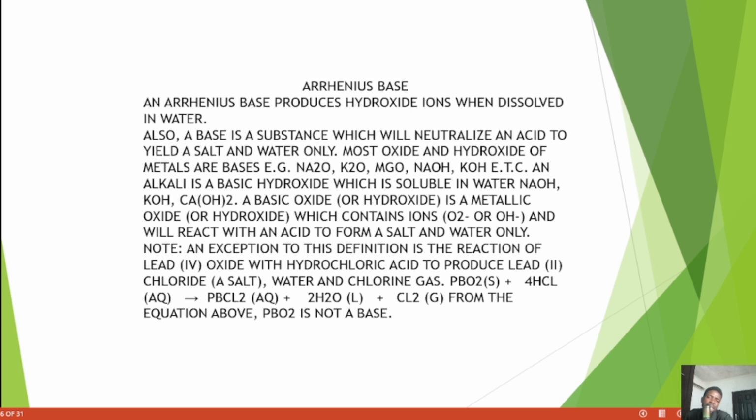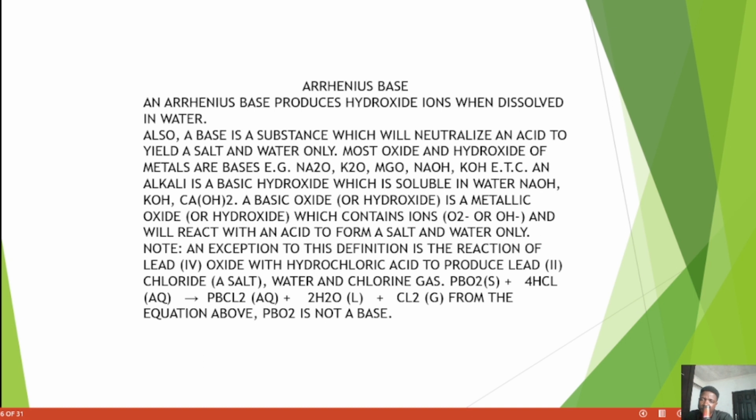Okay, what then does he describe a base as? An Arrhenius base is described as any substance that produces a hydroxide ion when dissolved in water. Also, a base is simply defined as any substance that will neutralize an acid to yield a salt and water as the only product of the reaction.